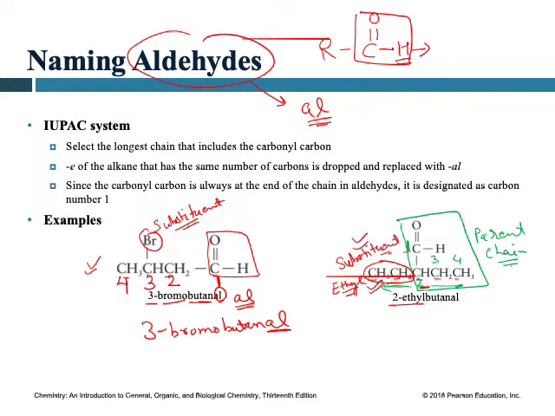How many carbons total in your parent chain? 4. 4 is butane, and the ending will be -al, so 2-ethylbutanal. Right. So let's go to the next.